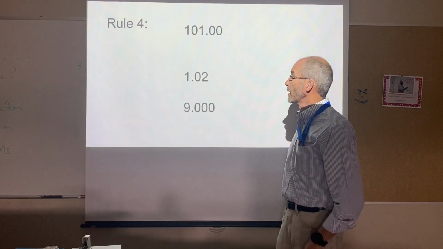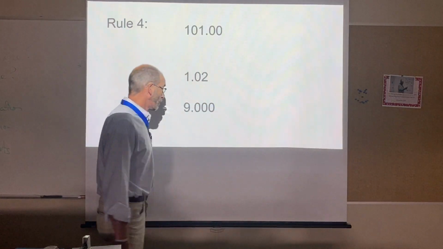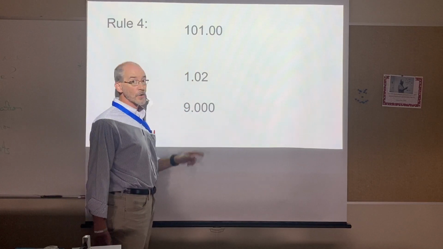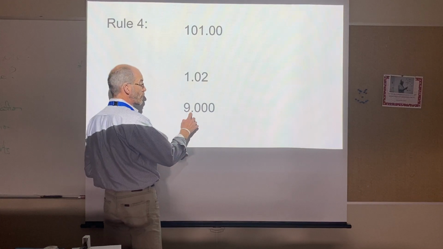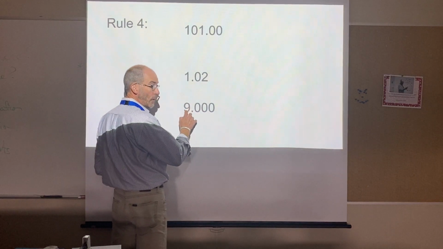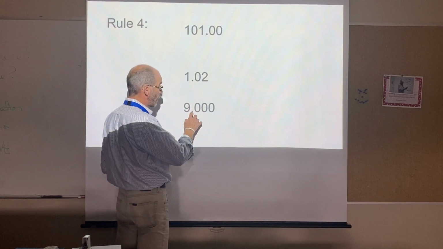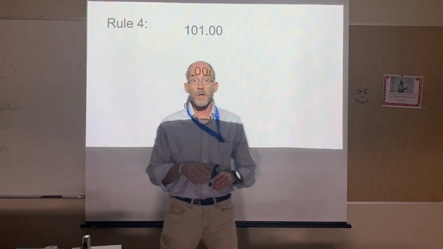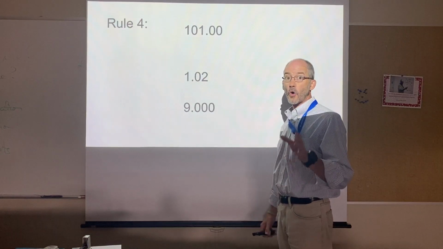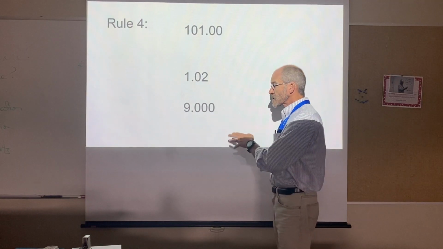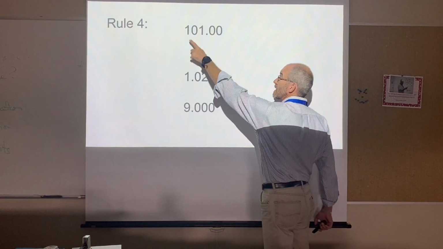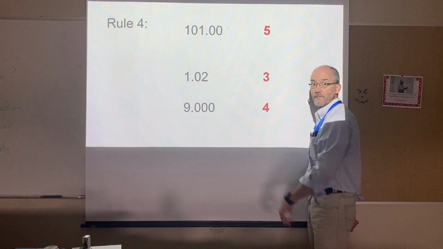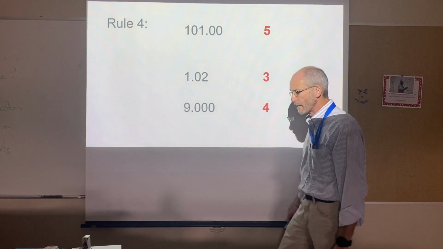What about rule number 4? Rule number 4 is where we find zeros again, but the zeros in this case are to the right of, first of all, a non-zero digit, but they're also to the right of a decimal. Now this one is sandwiched in between. So what do we know about these zeros? We know that they're all significant. So first of all, we say how many significant figures? Well, easy: 5, 3, and 4. Okay, all you gotta do is count.